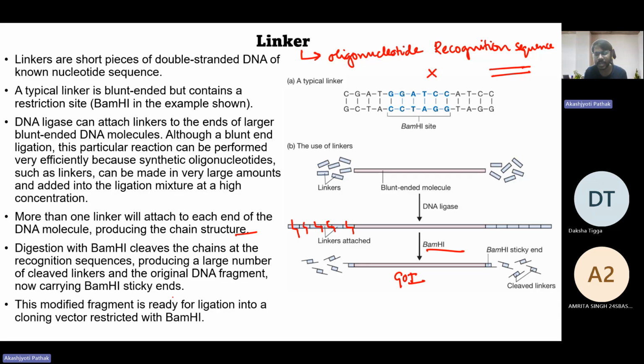So now your original DNA fragment, initially it did not have a BamHI site, but once you went through this entire process, you created a DNA molecule having this BamHI site. So this modified fragment is ready for ligation into a cloning vector restricted with BamHI. So you also need to digest your vector with BamHI. Okay, so is this point clear?